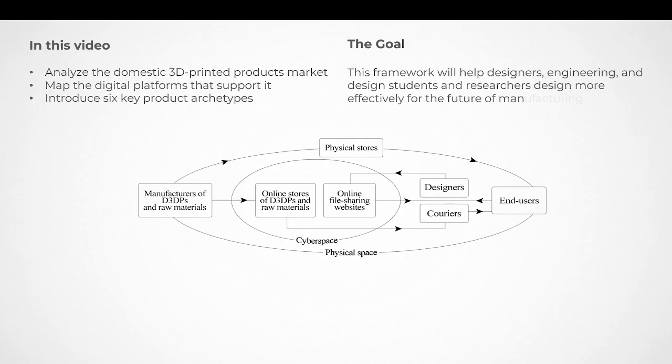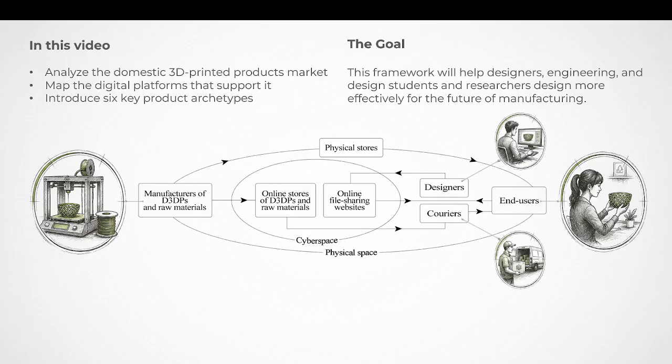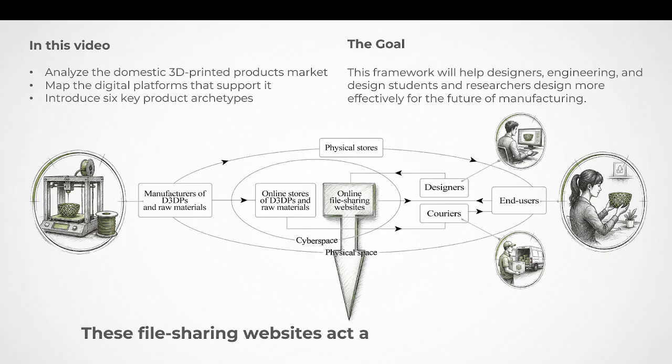To truly understand the D3DP market, we must first understand its structure. The market is built around 5 main human factors: 3D printer and raw material manufacturers, designers, end users, physical couriers, and online file-sharing platforms. These file-sharing websites act as the ultimate hub where cyberspace and physical space meet.